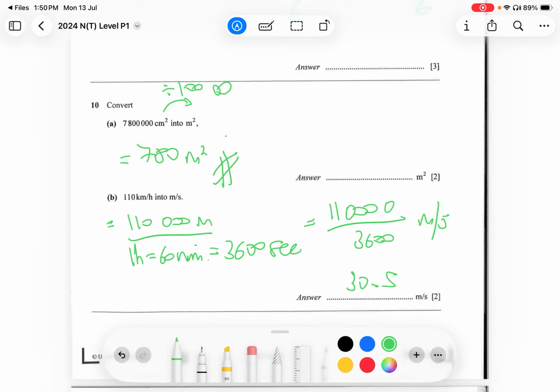30.5. You put 30.6, 3SF, 30.6 meter per second, round off. Okay, for this part.